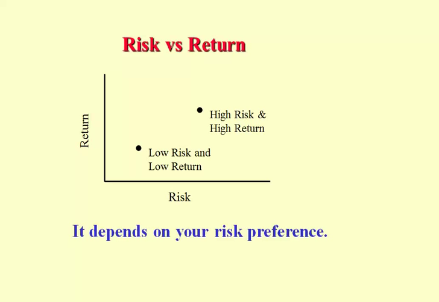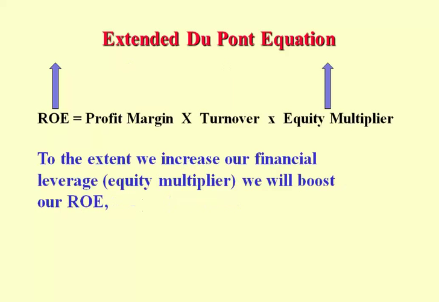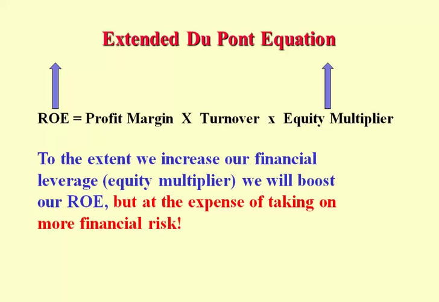Are you willing to take on the additional risks to earn higher returns, or would you prefer lower levels of risk and be willing to settle for a lower level of return? So again, anything we do to improve our profit margin or turnover will increase our return on equity, and that's an improvement of our operating performance. But improving or increasing our return on equity simply by taking on more financial leverage, whether or not that's a good thing or bad thing will depend upon the investor. It's a trade-off between higher returns, but with higher financial risk.